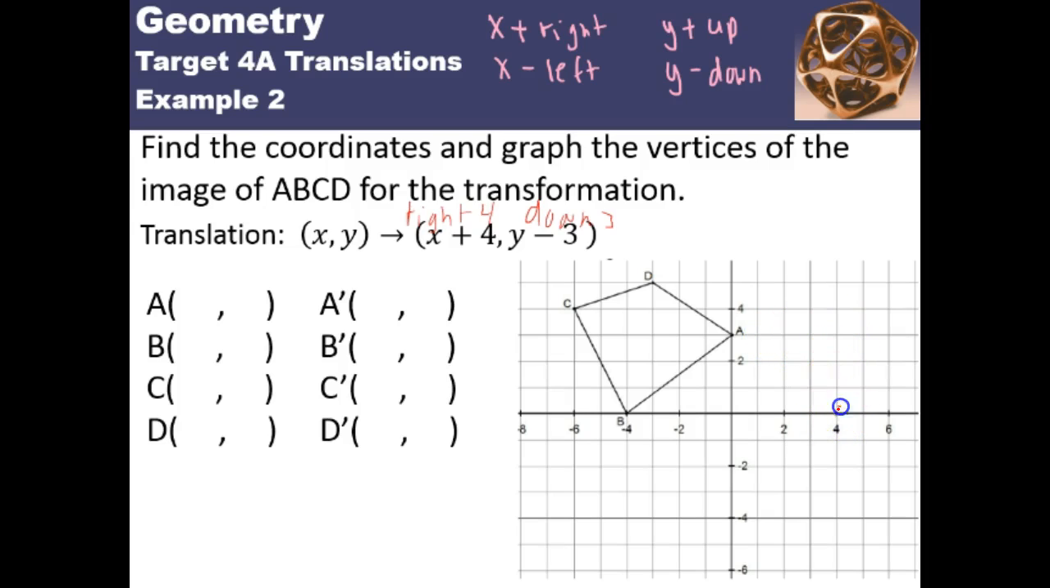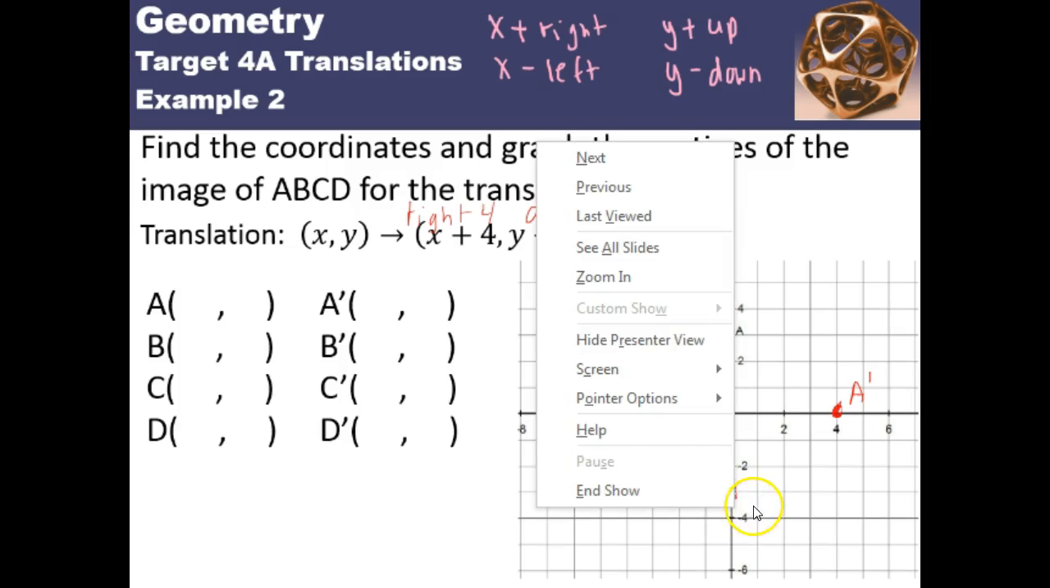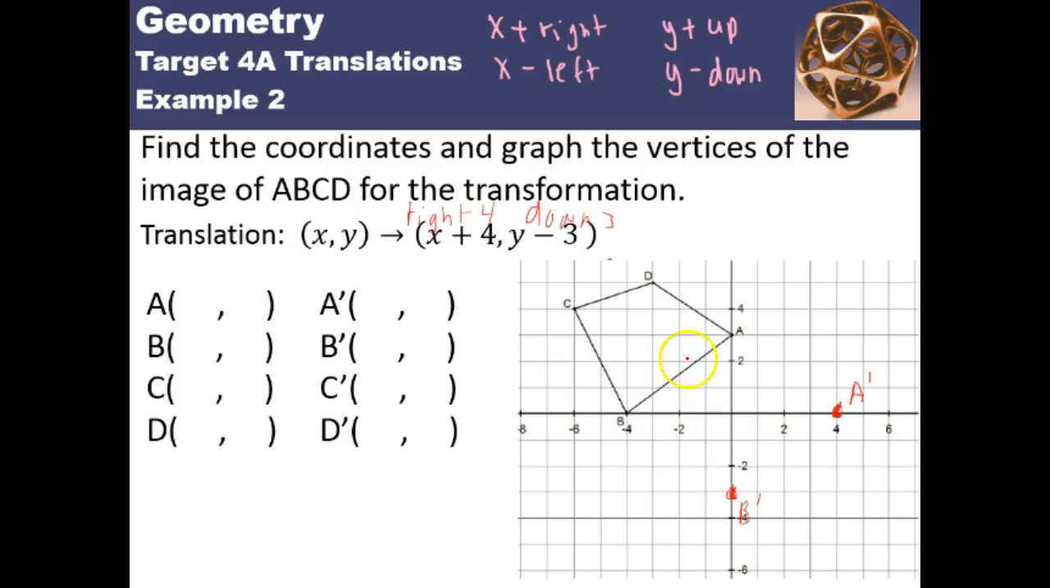1, 2, 3. So my new point here is A, but it's a new A, so we call it A prime, not A with the apostrophe. Same thing with B. I'm going to go right 4, 1, 2, 3, 4, and down 3, 1, 2, 3. And this is B prime. And then C is right 4 and down 3. So right here will be C prime. And then D prime is right 4 and down 3. And then I just connect the dots.